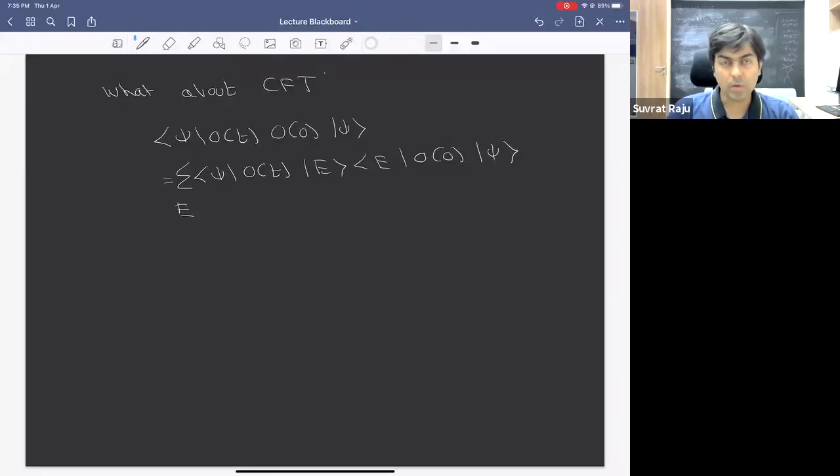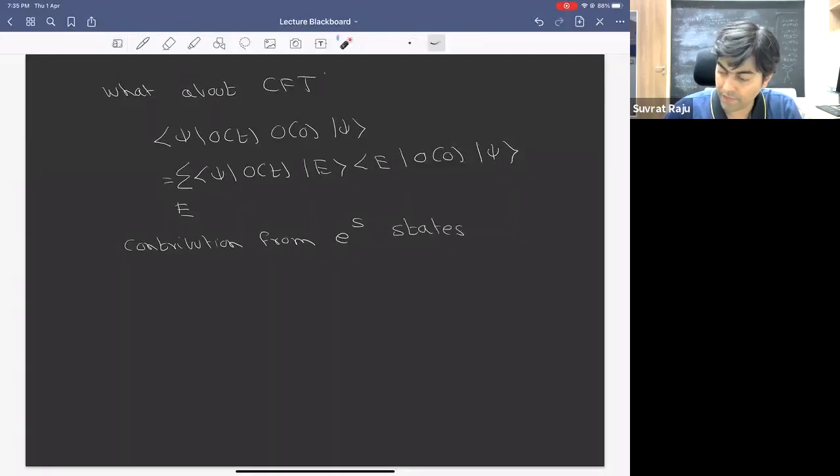One way to think about the magnitude of this contribution is to use some kind of random phase approximation. And so what you have here is a contribution from e to the S states. That's the contribution that you see in the middle, because the sum over E runs over e to the S states. But on the other hand, each contribution is expected to be a small contribution.